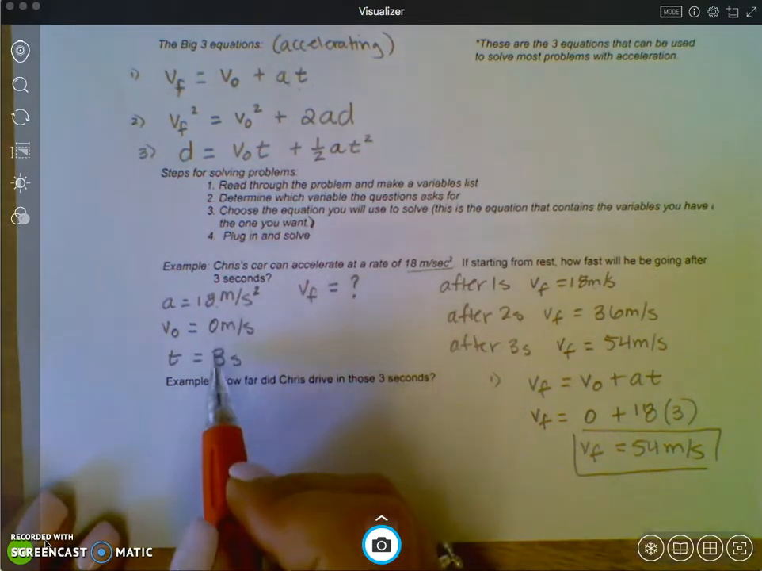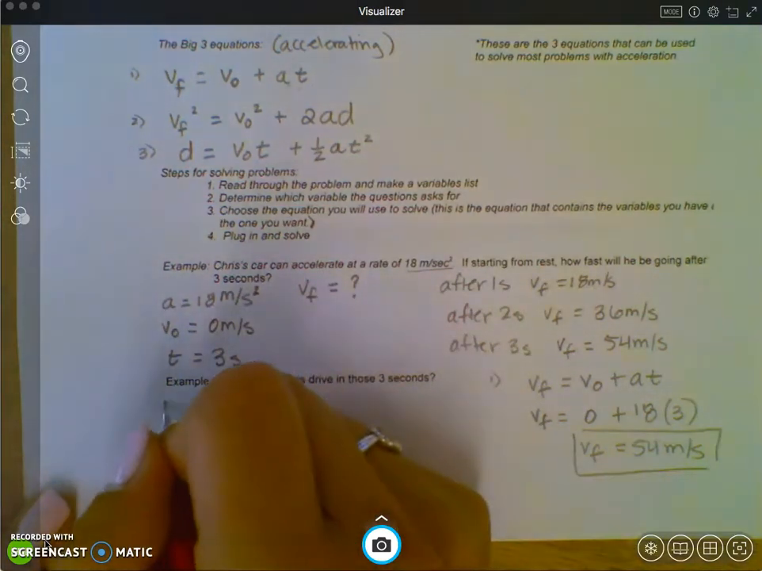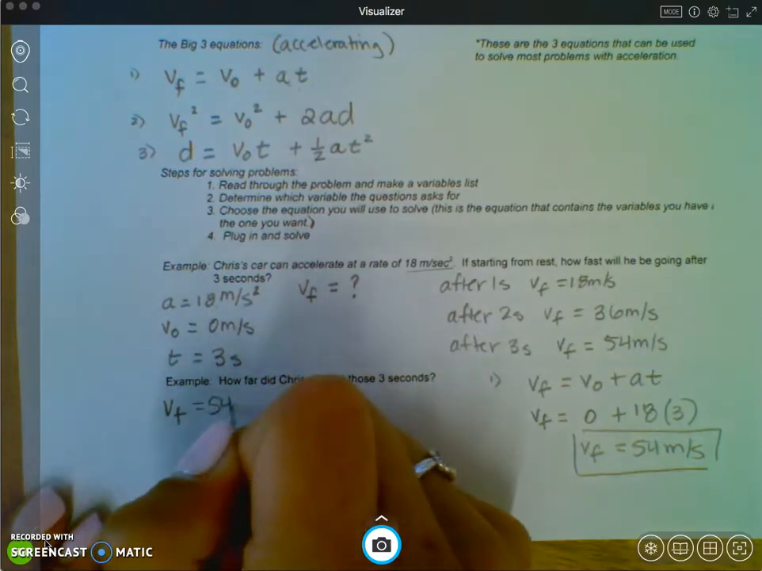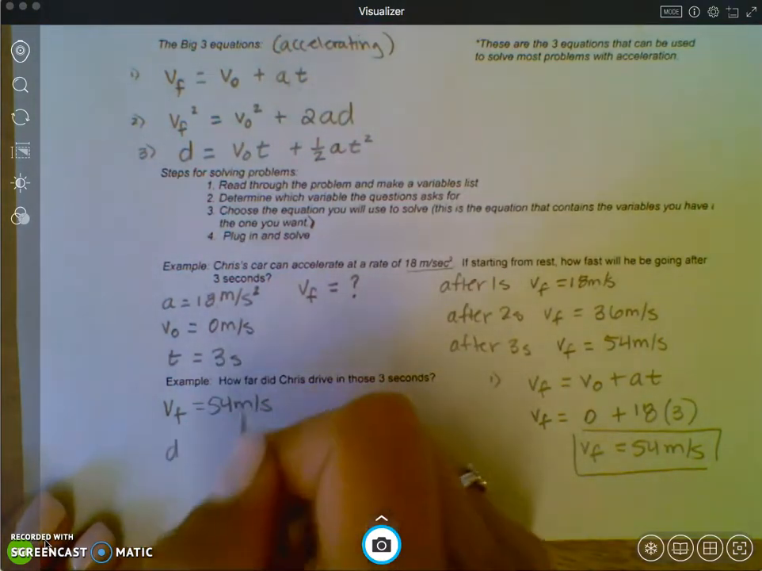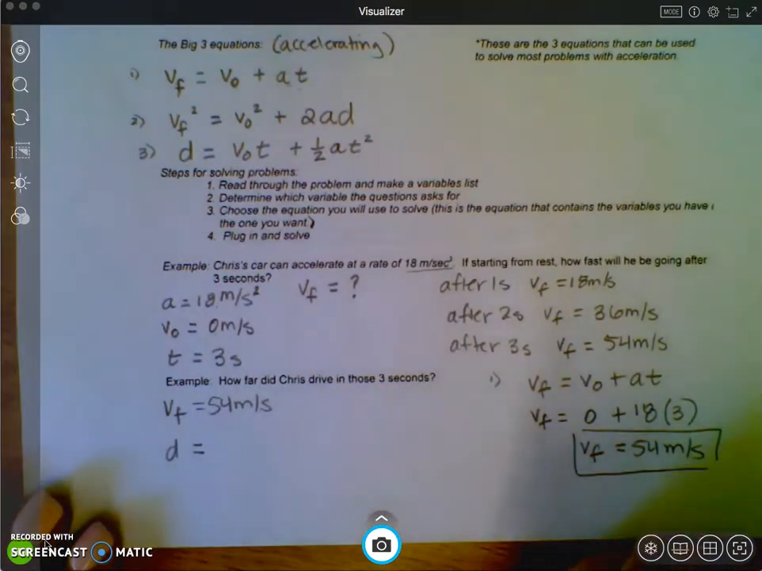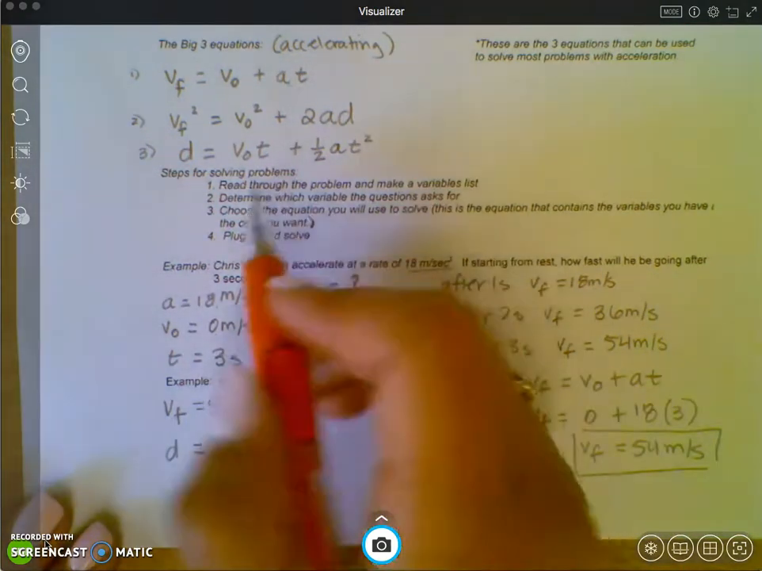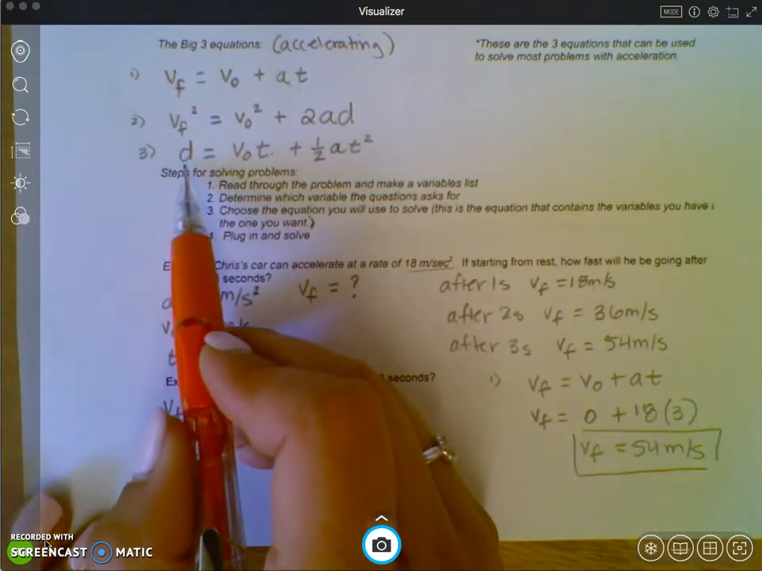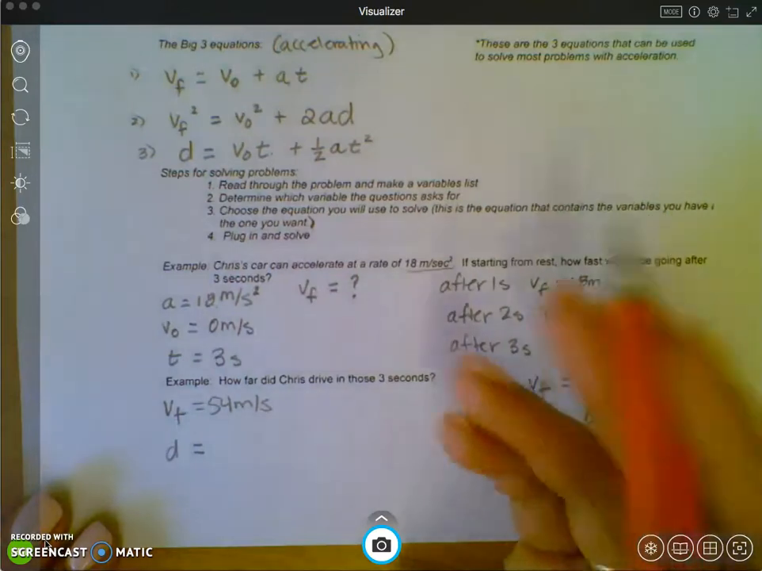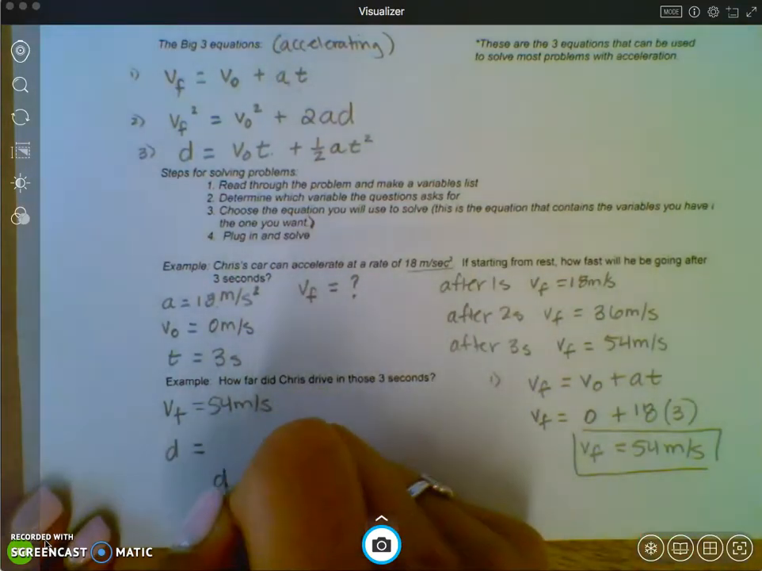So we still have these same variables, although now we know the VF is 54. So we actually have all 4 of these variables, and we're looking for how far. So displacement is what we're looking for. So now you can pick either one of these equations. I like this one because the D is already in a position where it's going to give me the answer once I plug in. So I would use that equation.